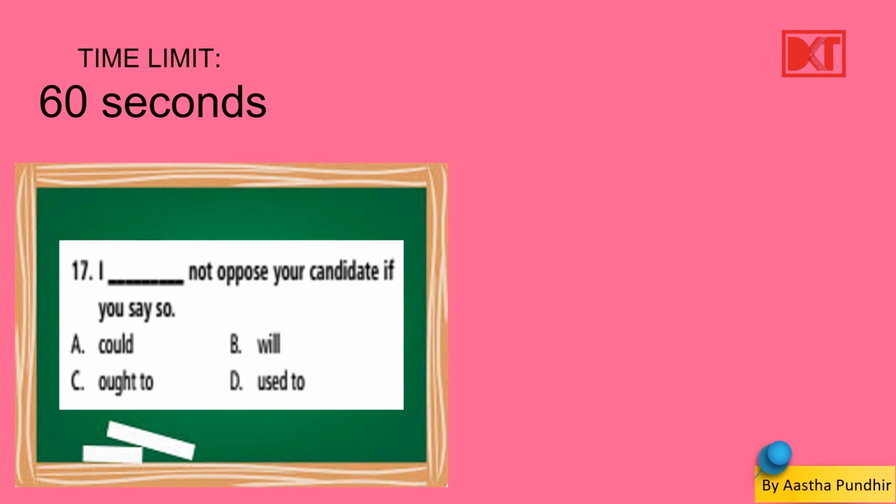Okay, now next. I dash not oppose your candidate if you say so. I could not, I will not, I ought to, or I used to. Here the correct answer is B. I will not oppose your candidate if you say so. We are talking about a certain possibility, okay? And we are also talking about the future. So I will not oppose your candidate.